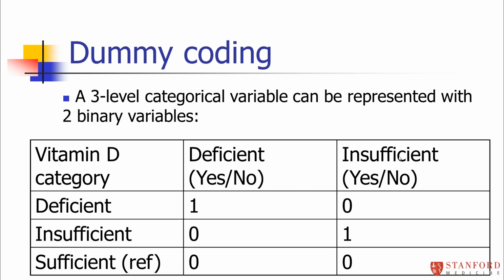Let me illustrate that here. So I'm going to make two new variables. I'm going to create a new variable that is deficient, yes or no. It's binary.